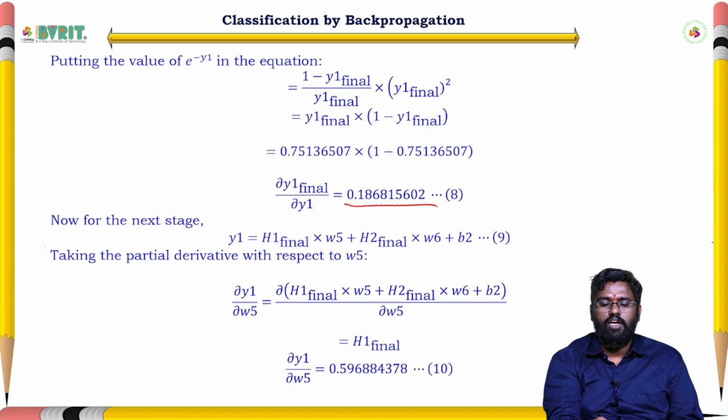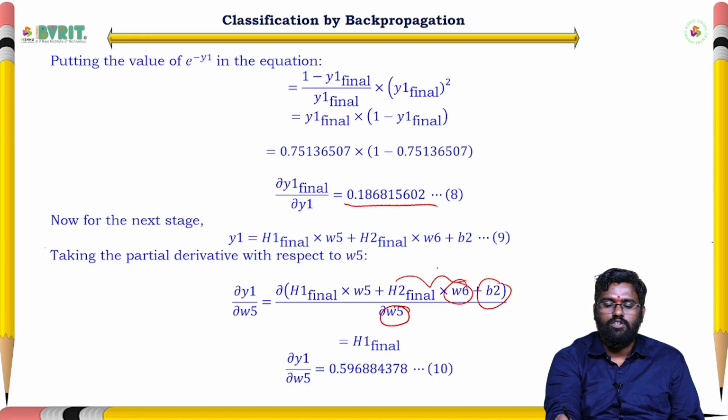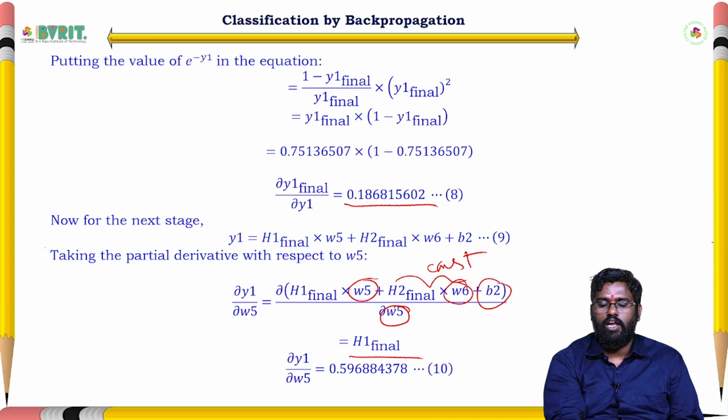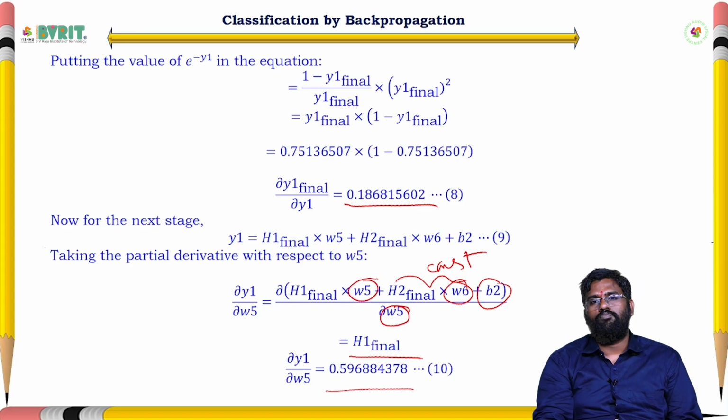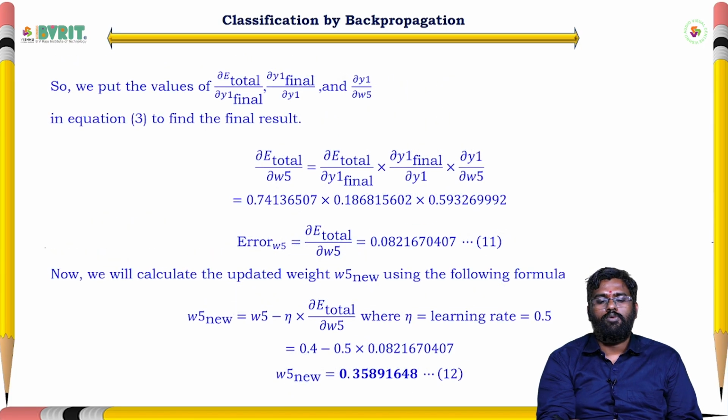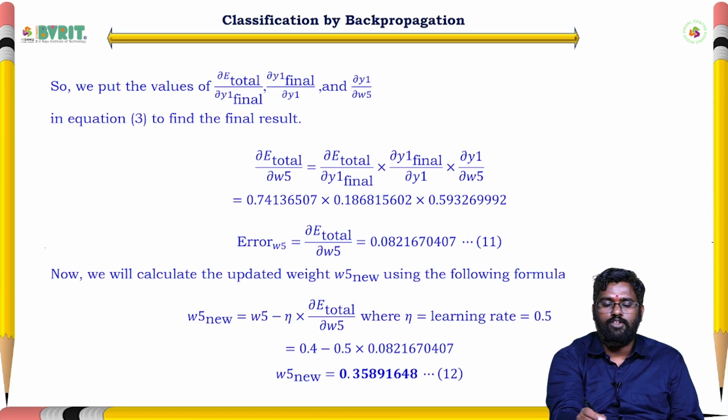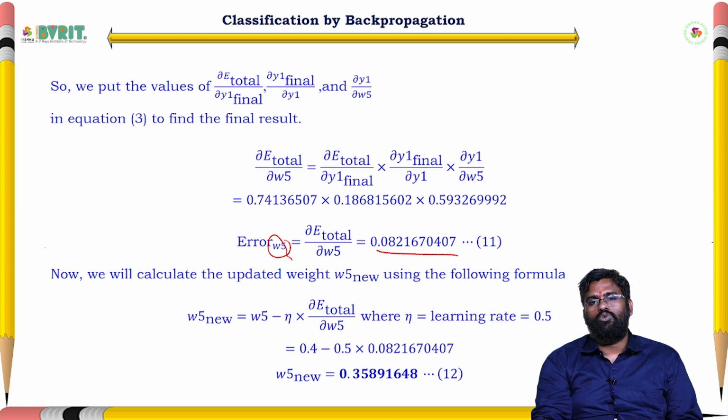Next, similarly, Y1 with respect to W5. We already know the Y1 formula. With respect to W5, W6 and B2 are constants, so those values are 0. With respect to W5, this value is 1. So finally we got H1 final, that value is 0.59. Now we take the product of all of them, and the error with respect to W5 is 0.082.